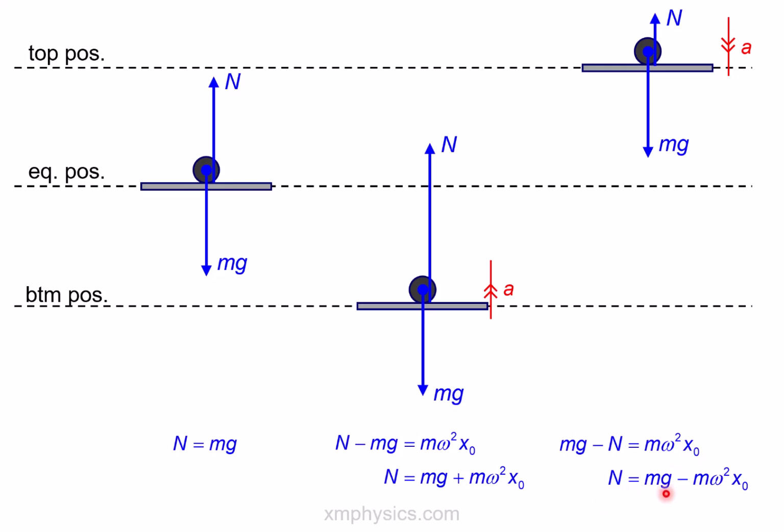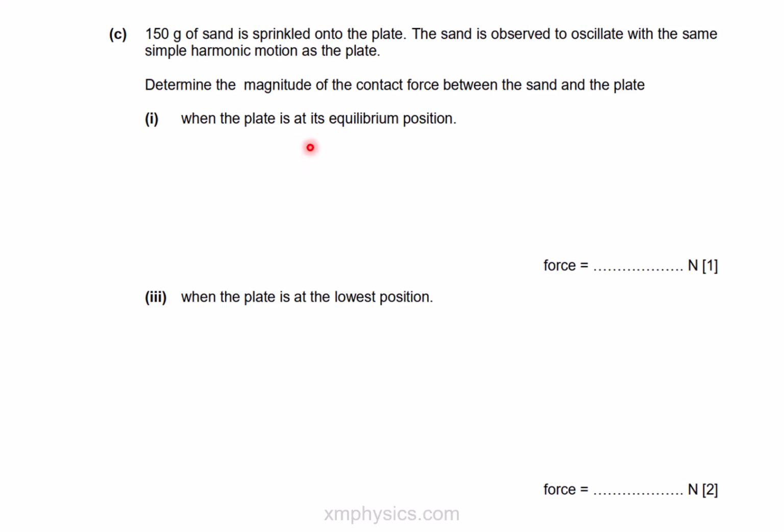So you can see very clearly here, the normal contact force is not mg. It's smaller than mg by this amount here. It must be smaller than mg by this amount so that you have a restoring force to produce the simple harmonic motion. Okay, if you follow all that, then these calculations should be very easy. At the equilibrium position, the normal contact force is exactly equal to your weight.